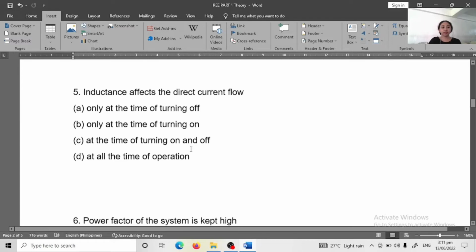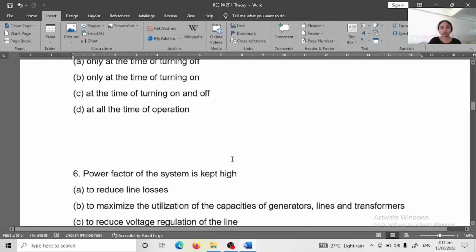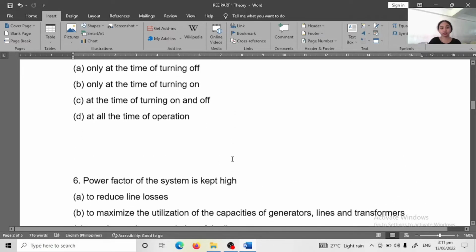Number five, the inductance affects the direct current flow. A, only at a time of turning off. B, only at a time of turning on. C, at the time of turning on and off. D, at all time of operation. So what's the answer of question number five? B, only at the time of turning on. So that is, the inductance affects the direct current flow.